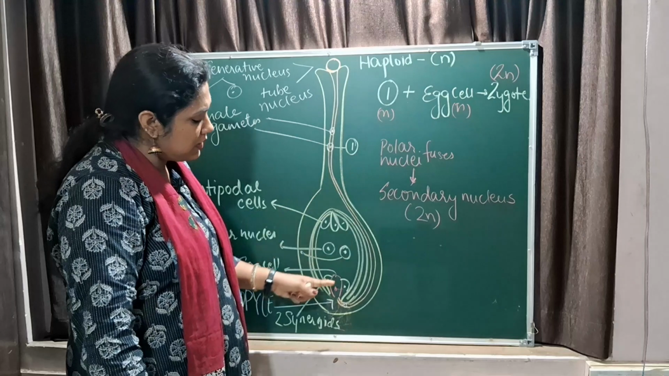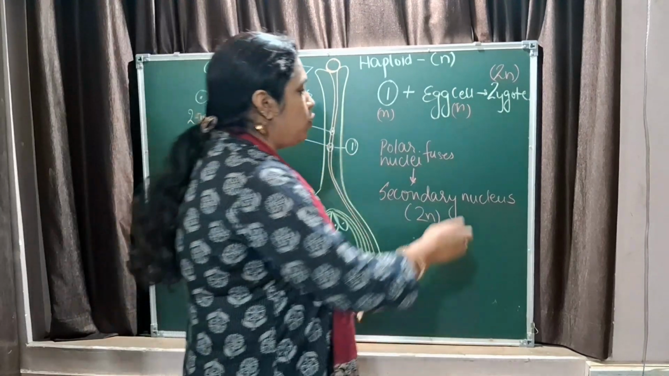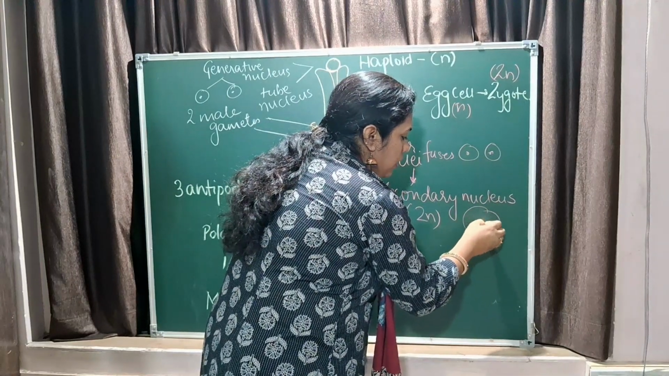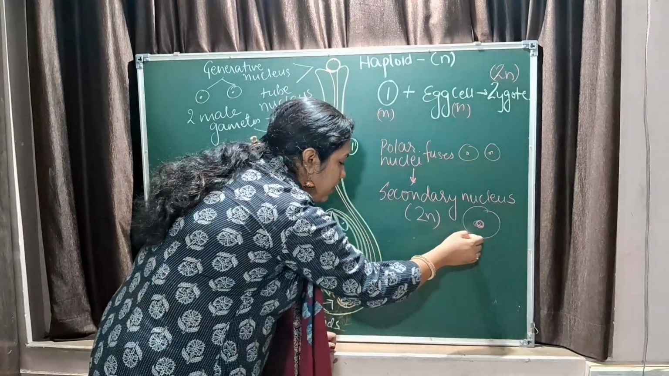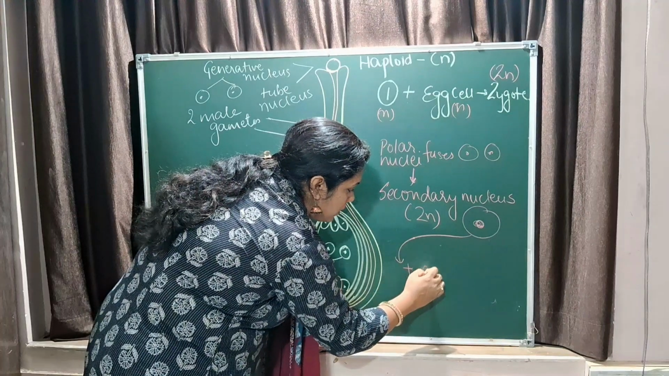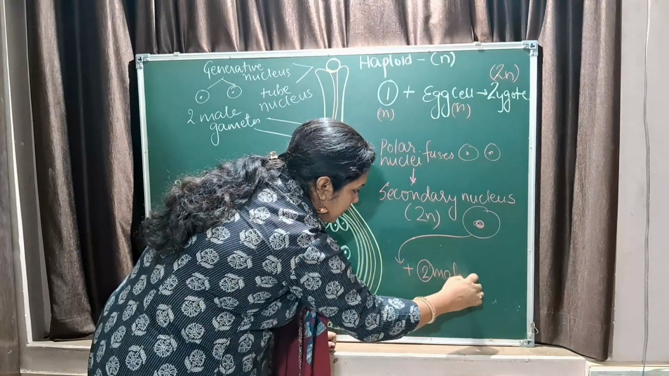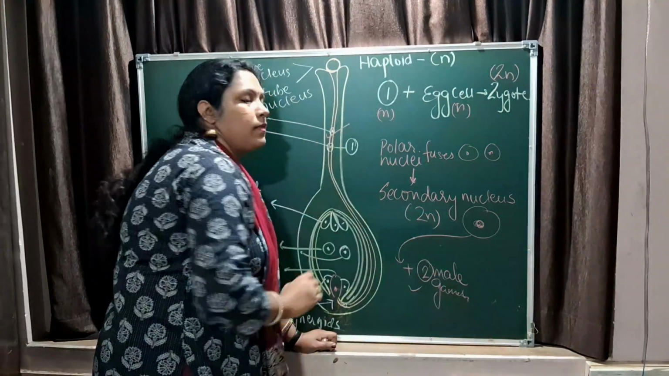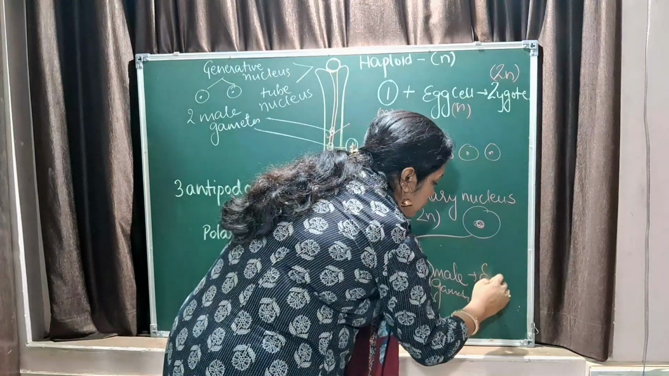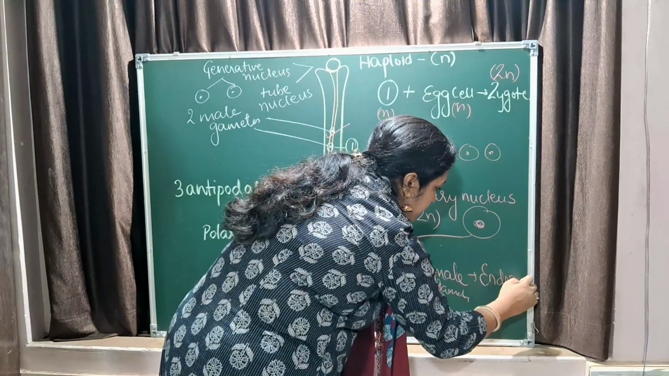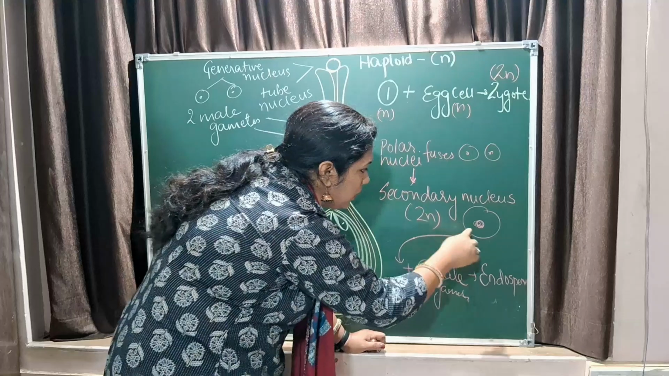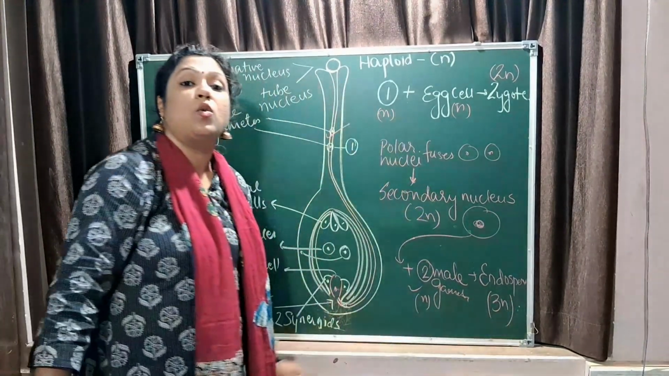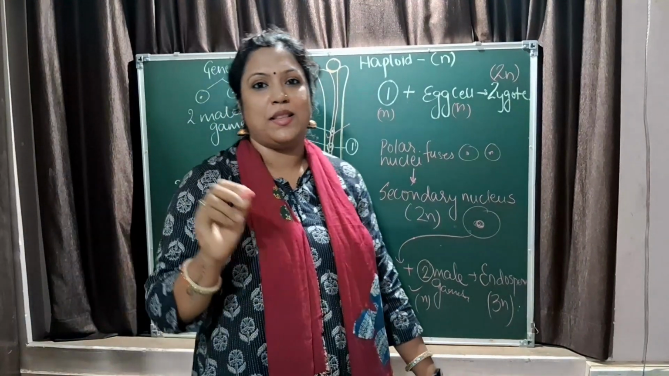Similarly, the second thing that is happening, now here what is happening? There are two polar nuclei which are fusing to form one secondary nucleus. This secondary nucleus then fuses with the second male gamete, which is what? This one, and then it gives rise to endosperm. Endosperm, what is that? This one is 2N, this one is again N, so endosperm becomes 3N, the only triploid cell present in the plant.